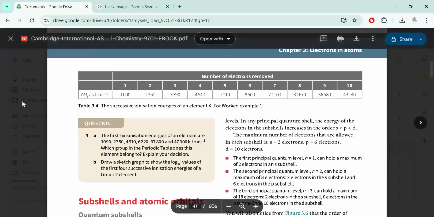So note that the significant difference is between the fourth and the fifth ionization energy. It has a huge gap between them. That means the mystery element has four valence electrons. So we're trying to find a group whose elements have four valence electrons.